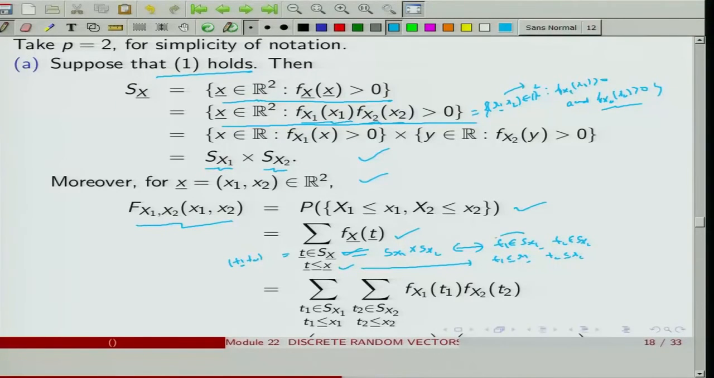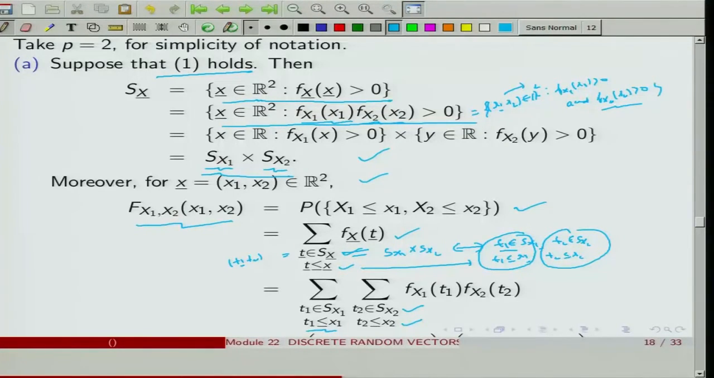So, that means you see t1 and t2 have been separated out. This sum is basically a double sum, with t1 belonging to S_x1 and t1 less than or equal to x1, and t2 belongs to S_x2 and t2 is less than or equal to x2. So, there is no intermixing of t1 and t2 terms. They have been separated out because you could write S_x as S_x1 cross S_x2.